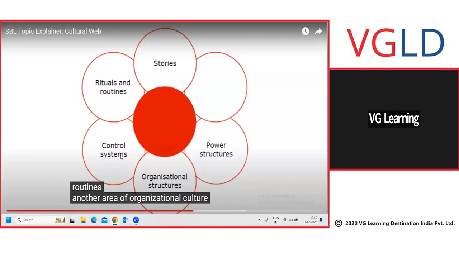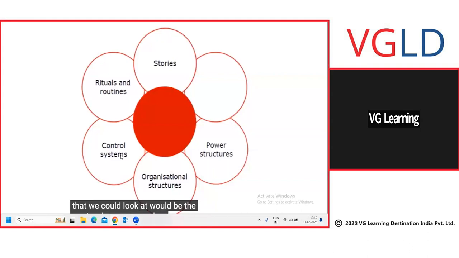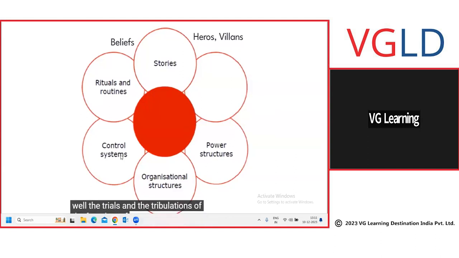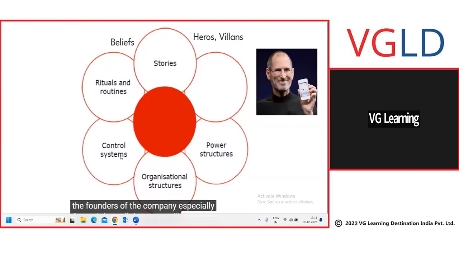Another area of organizational culture that we could look at would be the stories that are passed on from employee to employee. And what beliefs do these stories reflect? Do they relate to the strengths of the company? Who are the heroes? Who are the villains in these stories? We could see this in the culture at Apple Computer, the iconic computer company founded in the 1970s by Steve Jobs and Steve Wozniak. They had a vision to change the way people work with computers. They wanted computers to be small enough and affordable so people could have them in their homes. Well, the trials and the tribulations of the founders of the company, especially Steve Jobs, are still a big part of the culture in Apple Computer today.